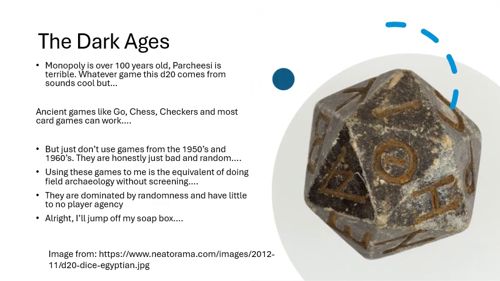So imagine me jumping upon a soapbox, and I'm going to get a little critical here for a second. I'm going to talk about the early days of board games, which I've titled here The Dark Ages. Games like Monopoly are over 100 years old. Parcheesi is just terrible. And whatever game this Egyptian D20 comes from sounds cool, but we don't know how to play it. So I would avoid taking inspiration from games written in the early 20th century, things like Monopoly, Parcheesi, that kind of thing. Ancient games like Go, chess, checkers, you can find inspiration there, but for the most part, they're not set up for teaching and learning, and the mechanics are super novel.